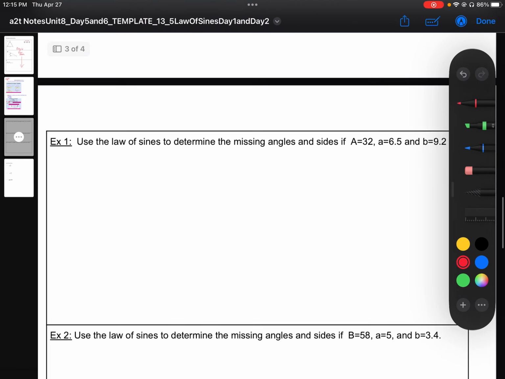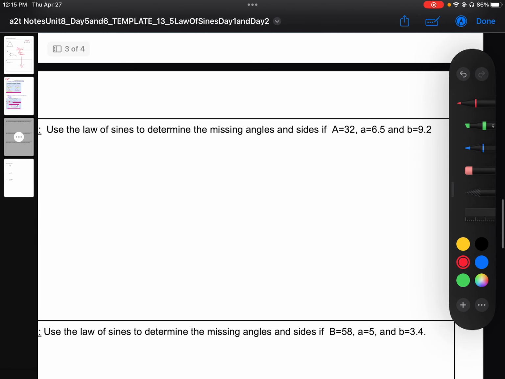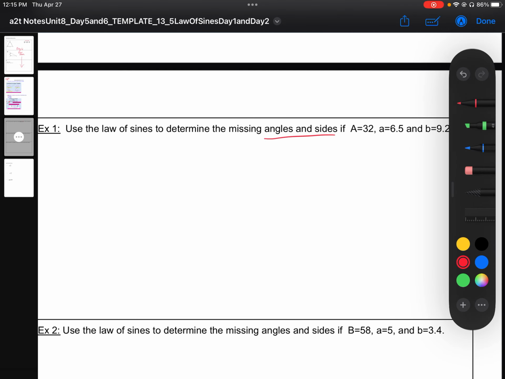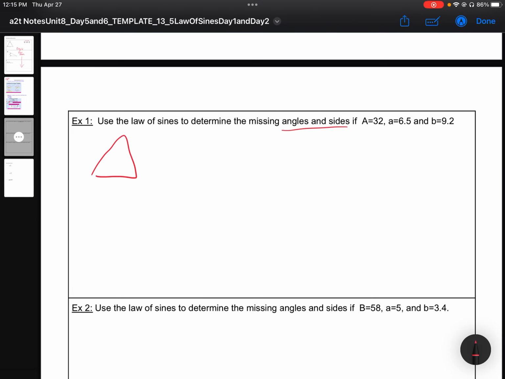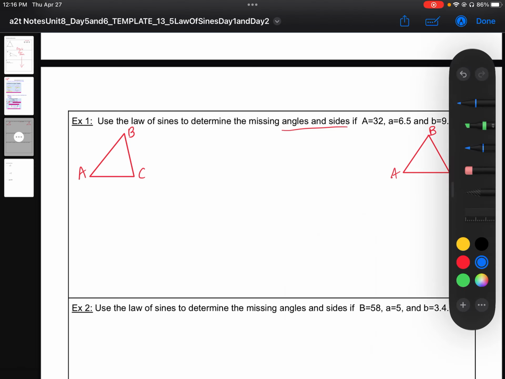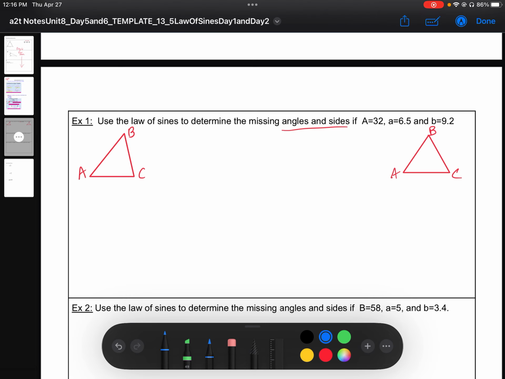So in number 1, it says use the law of sines to determine the missing angles and sides if given this information. So I'm going to start out by saying this is going to be two problems. So A, B, C. I am creating two triangles. I am not drawing these to scale. So we're going to decide if the triangle is possible, then we'll go ahead and find the missing angles and sides. So solve the triangle basically.